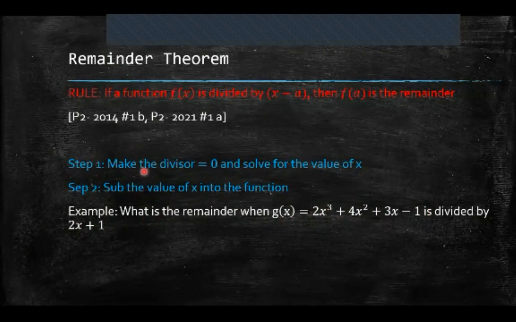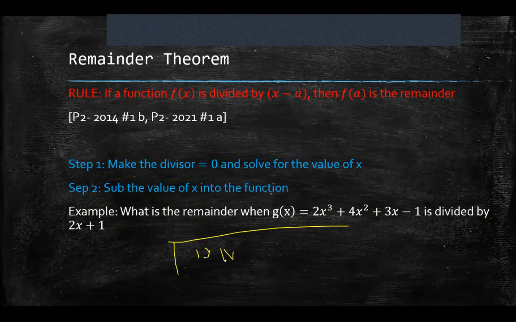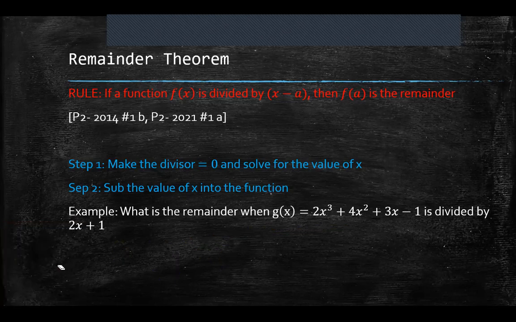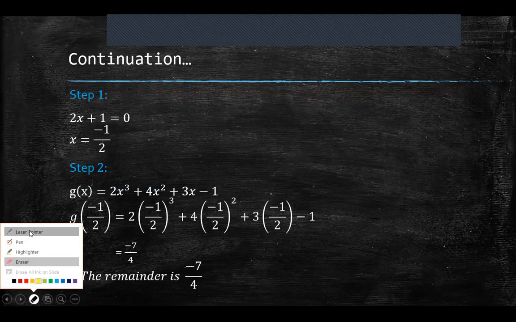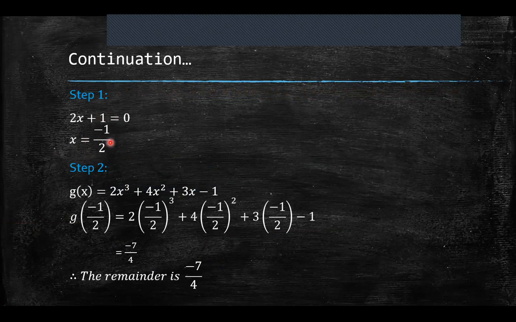First step, it says make the divisor equal to 0. Remember, when you're dividing, whatever is here is called the dividend, and the number outside here that you're dividing by is the divisor. So the first thing you do is take this divisor and put it equal to 0 to solve for your value of x. That's what I have here: 2x plus 1 is equal to 0.